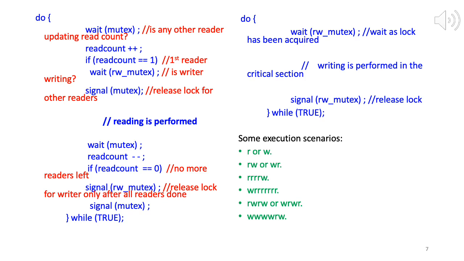So in this third scenario, RRRW, the first reader acquires the read write mutex. Now if the second reader comes, no lock to acquire. Third reader comes, no lock to acquire. Fourth comes, no lock to acquire. And then the last reader will release the lock for the writer. Of course, it's also possible that a bunch of readers come in and then the writer.